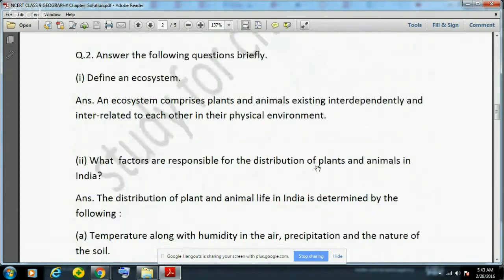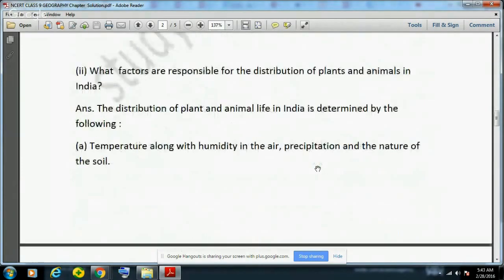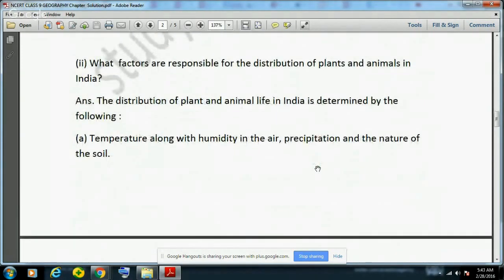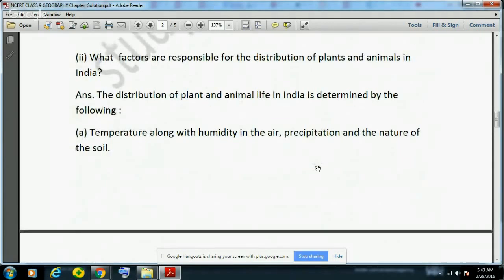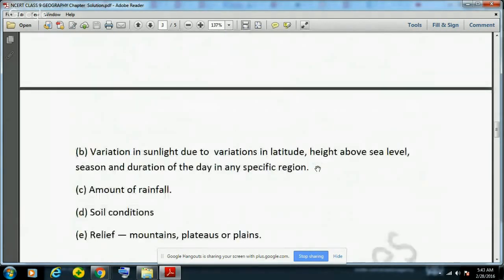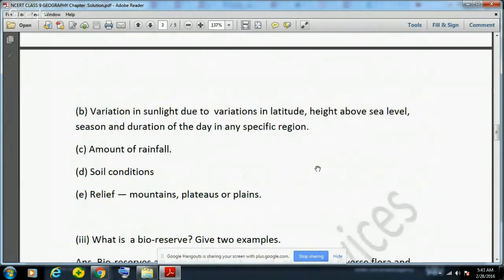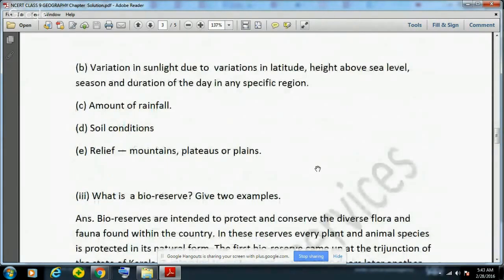Now what factors are responsible for the distribution of plants and animals in India? Various factors like the temperature along with humidity in the air, precipitation and nature of the soil, then variation in sunlight because of the variations in latitude and height above the sea level, and season and duration of the day in any specific region. Then amount of rainfall is another factor. Then soil conditions, then relief conditions like land, mountains, plateaus, and plains are other factors.